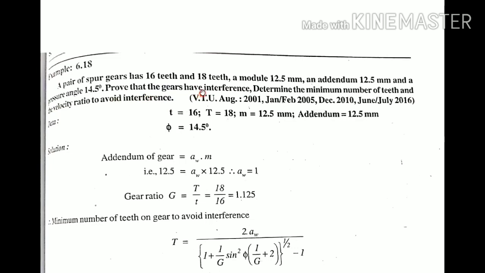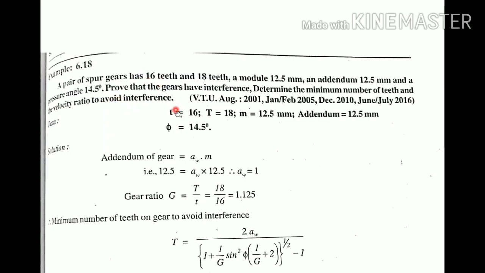So here there are three questions. We need to prove that the gear has interference. Second question is what may be the minimum number of teeth should be there to avoid the interference. That also we need to calculate. And finally, we need to calculate the velocity ratio to avoid the interference. So let's write the data now.